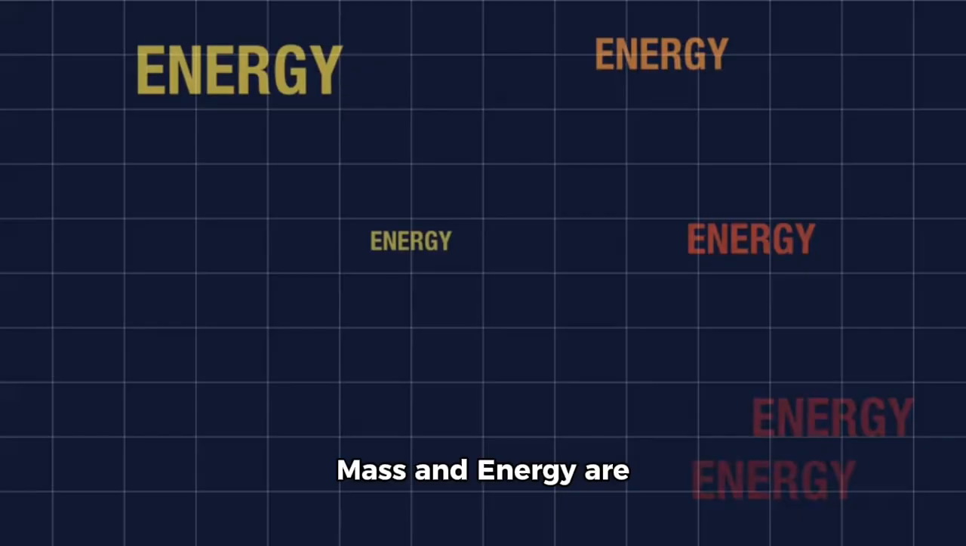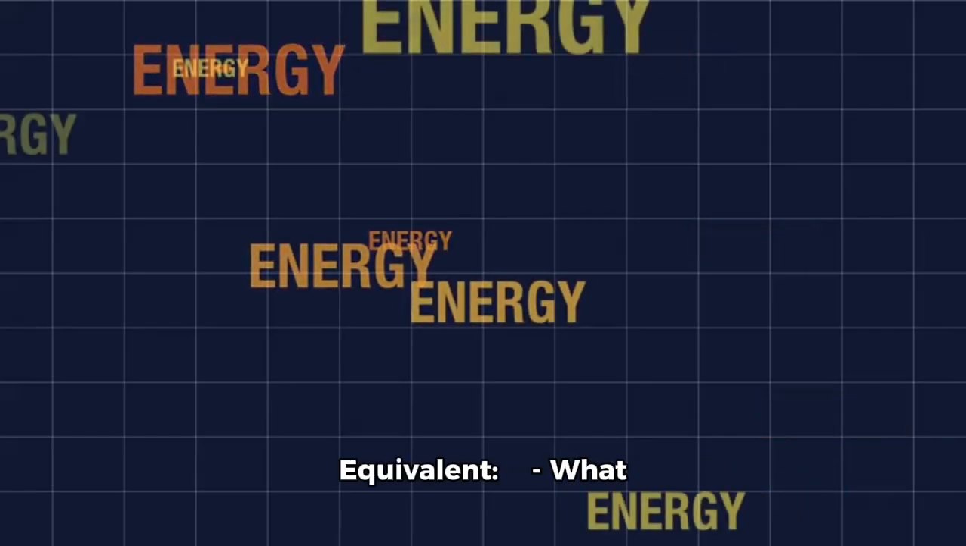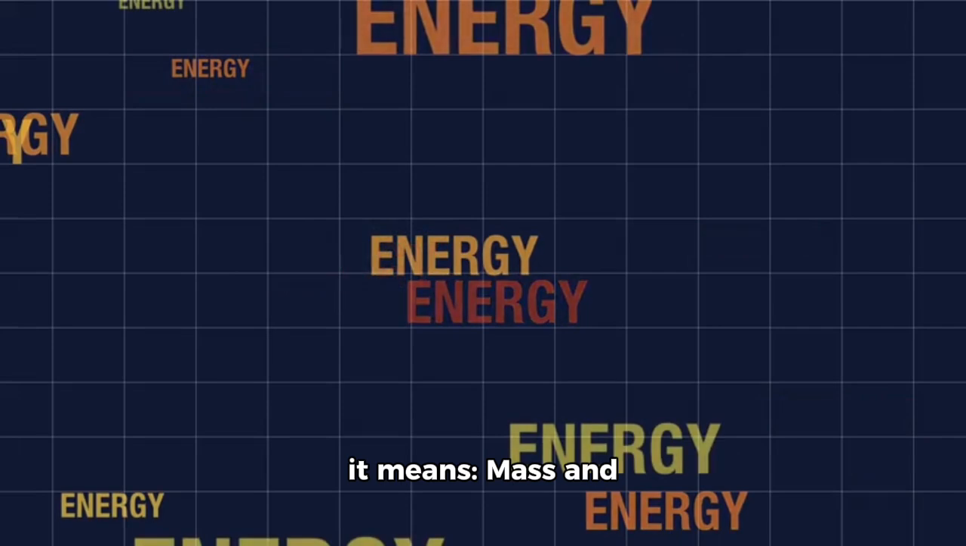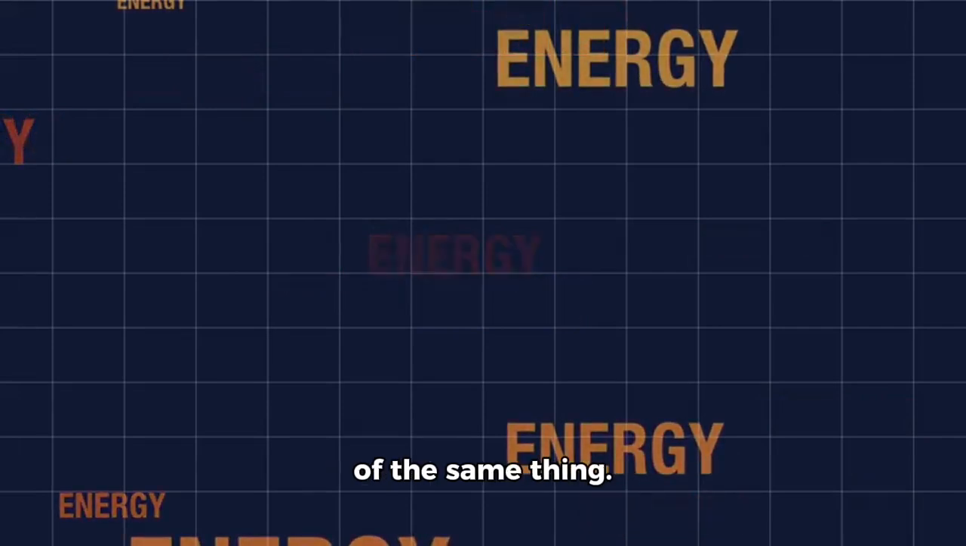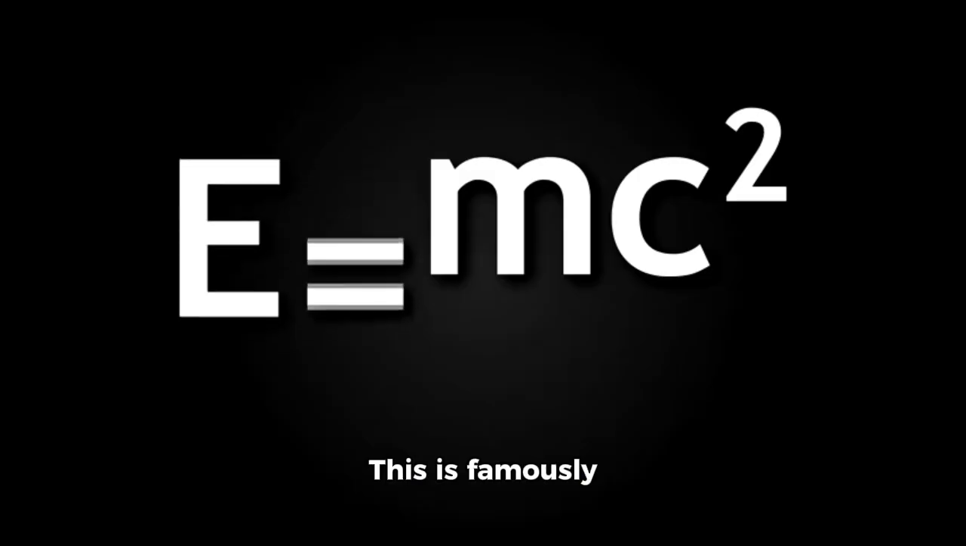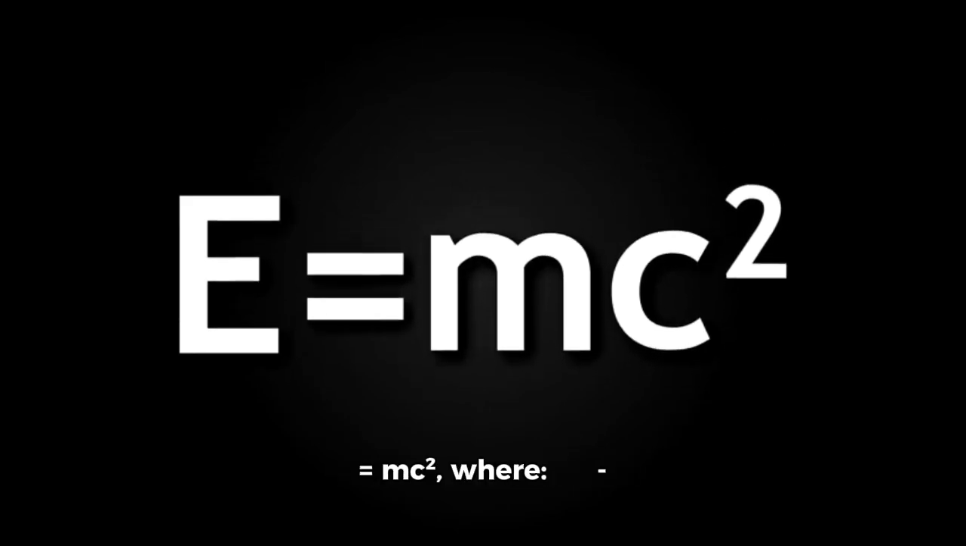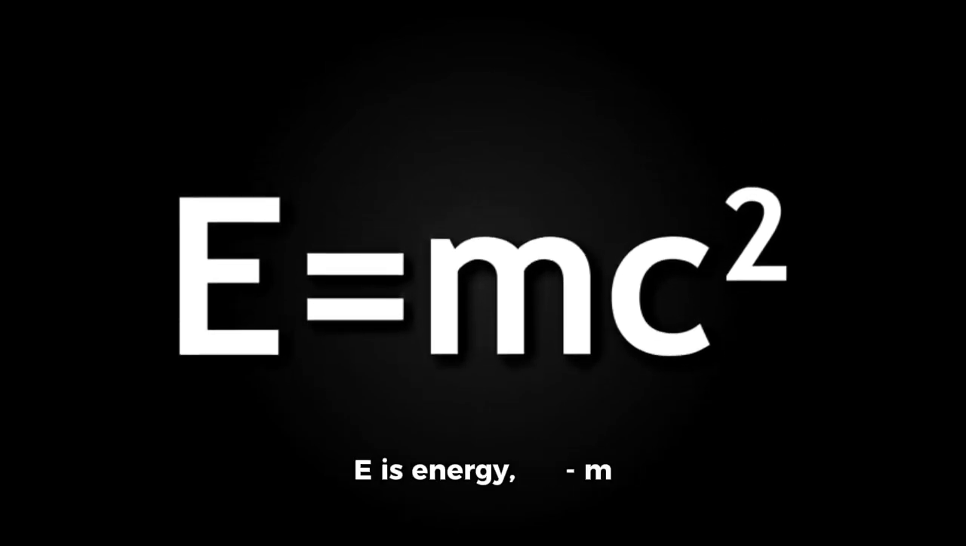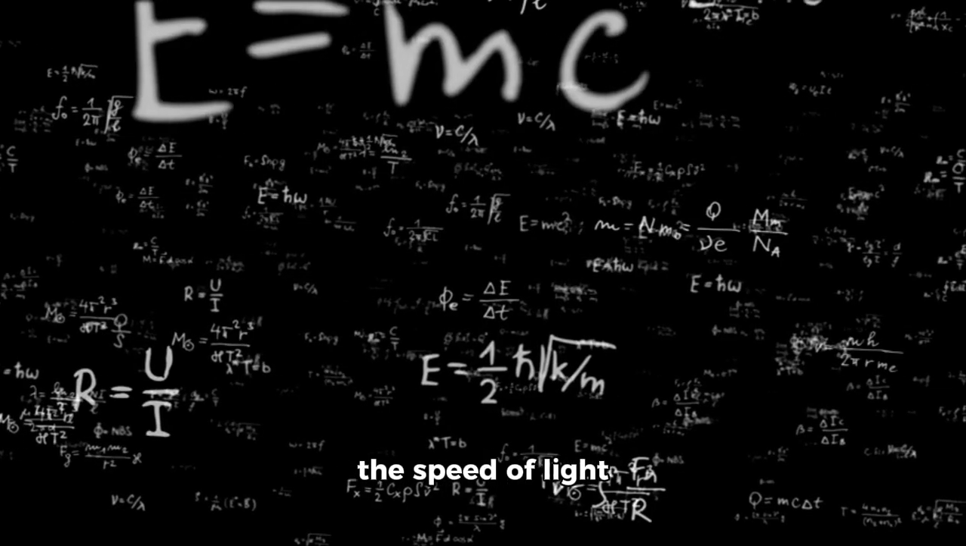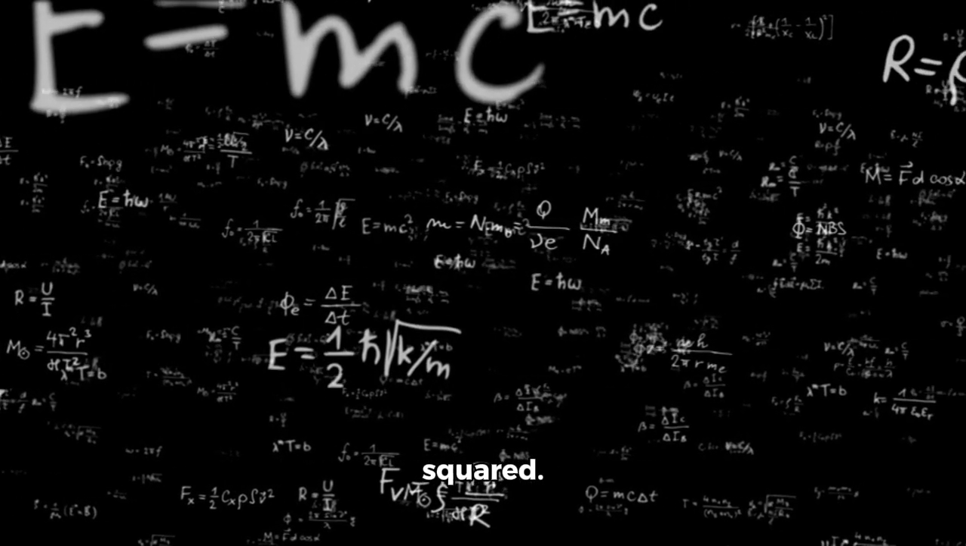Number 3. Mass and energy are equivalent. What it means: mass and energy are two forms of the same thing. This is famously expressed by Einstein's equation E equals mc squared, where E is energy, m is mass, and c is the speed of light.